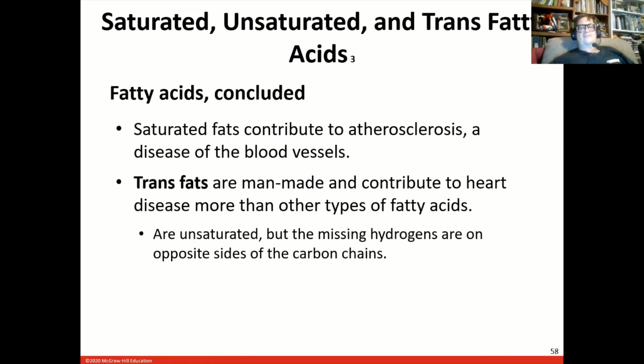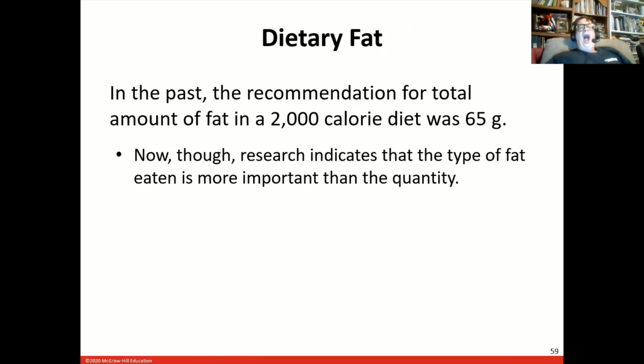All right, so saturated fats can contribute to hardening of the arteries, so disease of the blood vessels. Trans fats tend to not be natural, they're man-made, and they tend to do other bad things to heart disease. They're unsaturated, but the missing parts are on opposite sides. Back in the day, they used to say you shouldn't have more than 65 grams of fat in a 2,000 calorie diet. Now they say the type of fat is way more important than the amount of fat.